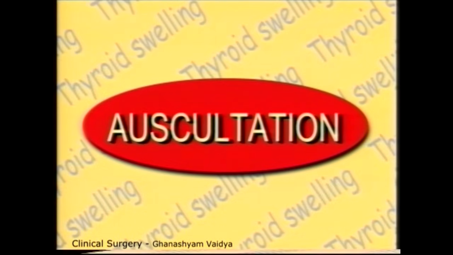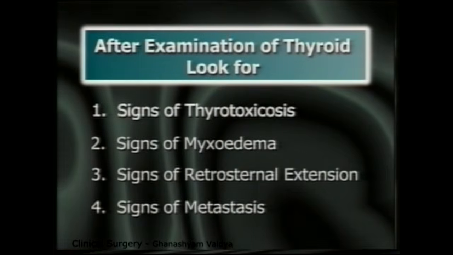Auscultation. Auscultate over the swelling, paying more attention at the upper poles for a systolic bruit. Bruit is diagnostic of primary toxic goiter and is due to markedly increased vascularity of the gland. Having completed the examination of the swelling and concluded that it is a thyroid swelling, now you should look specifically for signs of thyrotoxicosis, signs of myxedema, signs of retrosternal extension, and signs of metastasis.